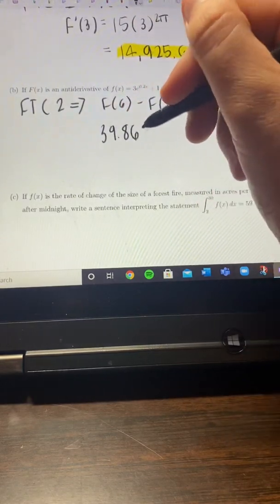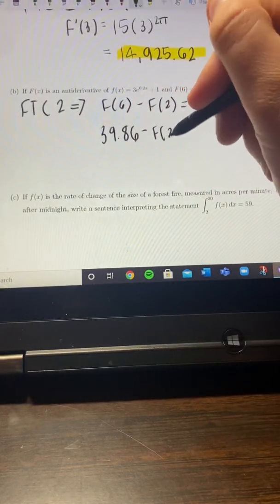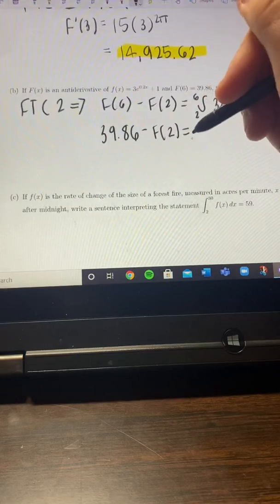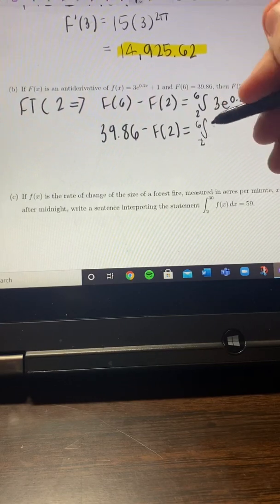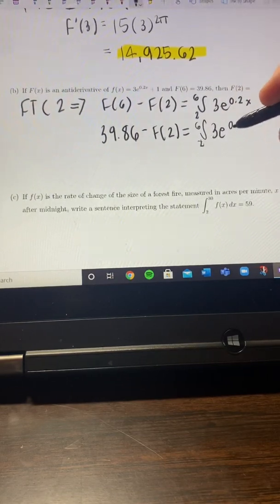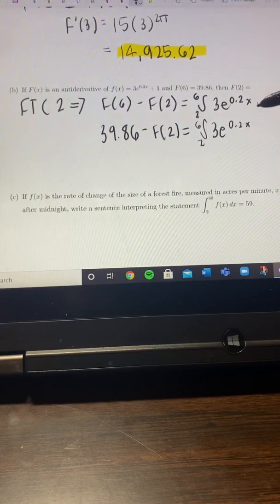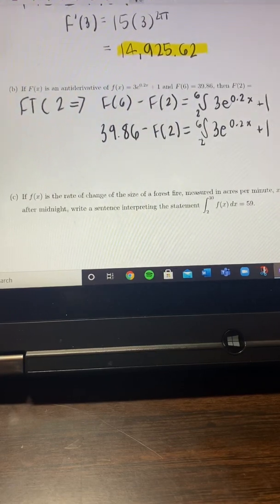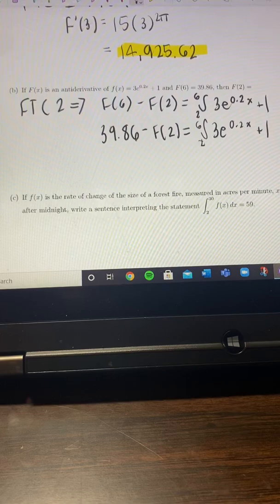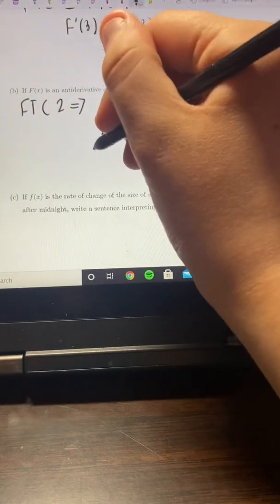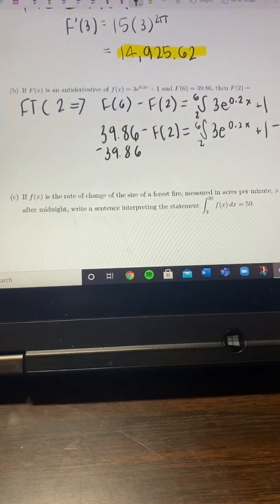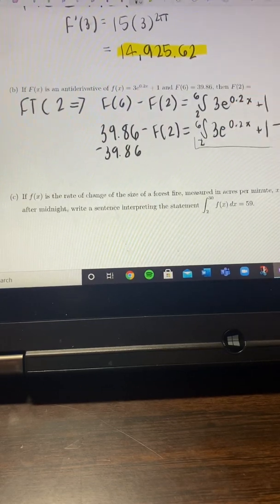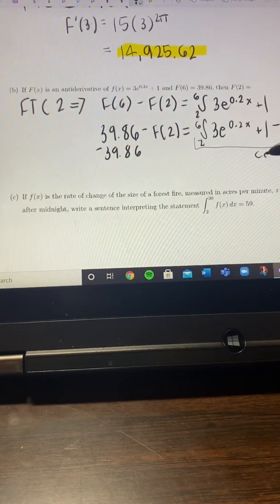to where the f of 6 is, and then subtract f of 2 and make that equal to the equation again. And then you're going to want to subtract 39.86 to both sides. And you're going to type this into the calculator.